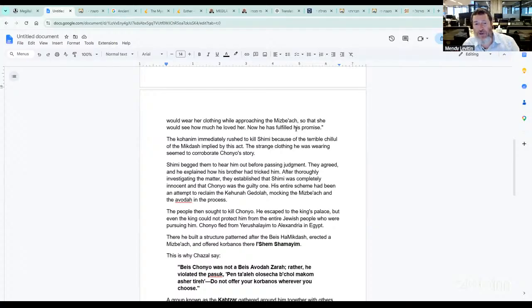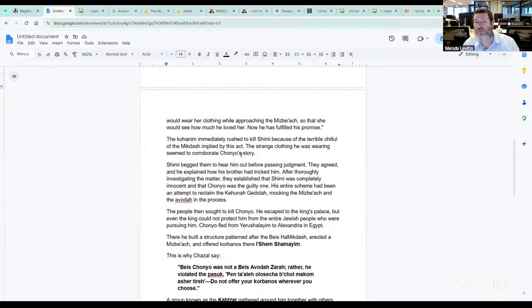Right? And how did the Kohanim react to that? They went nuts. The Kohanim immediately rushed to kill Shimi. They went to kill him for a desecration of the service of the high priest, because of the terrible chilul of the Mikdash implied by this act. The strange clothing he was wearing seemed to corroborate Chunya's story.